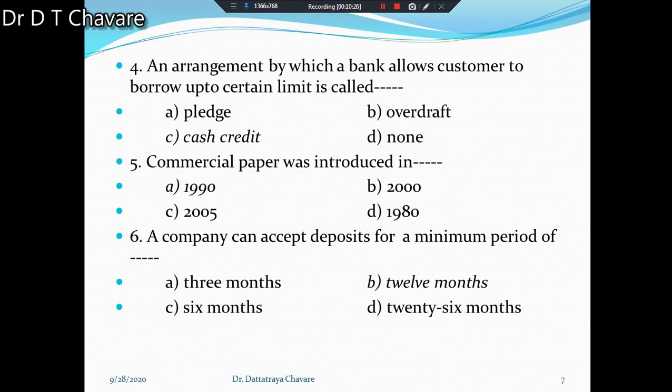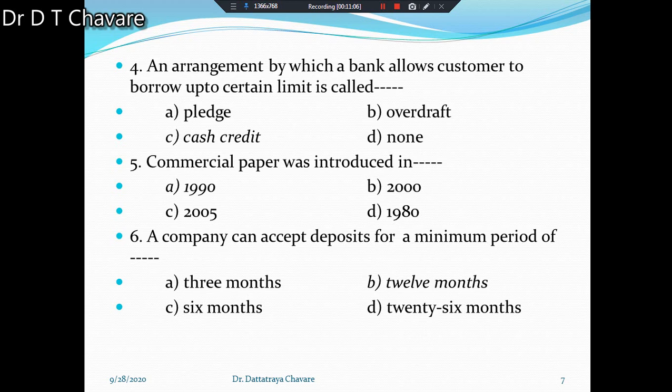Then an arrangement by which a bank allows a customer to borrow up to a certain limit is called dash dash. Options: pledge, overdraft, cash credit and none. You have already studied this point in 11th standard, in commercial organization. That's why the answer will be cash credit.